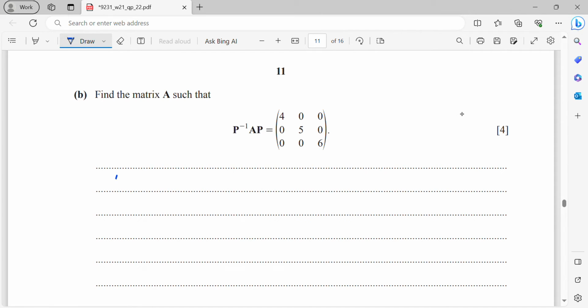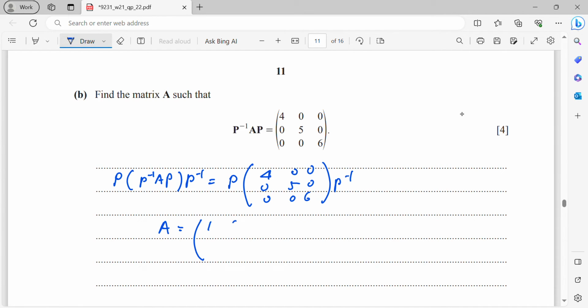So now P inverse AP, times another P inverse, it will be P of 4 0 0, 0 5 0, 0 0 6, and then P inverse. So for the left hand side, I'm getting the A already. Alright, so just replace your P by 1 6 6, 0 2 6, 0 0 minus 3, then multiply with 4 0 0, 0 5 0, 0 0 6, and the P inverse that we have just found.